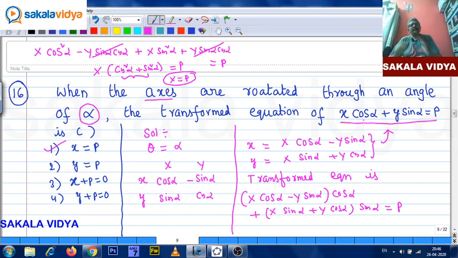So, this is a very lengthy method, understood now. Without doing this, just by observation of the figure, we can tell the answer.